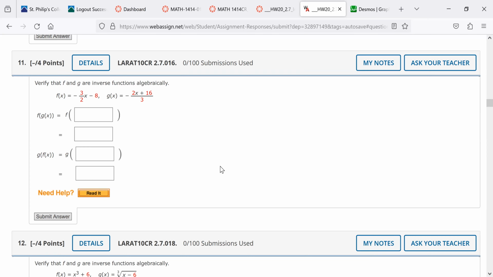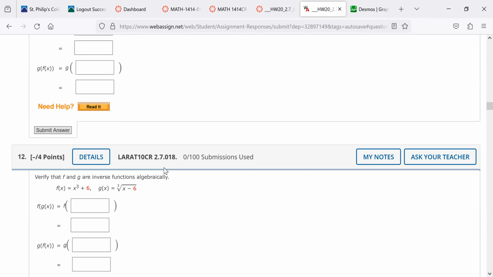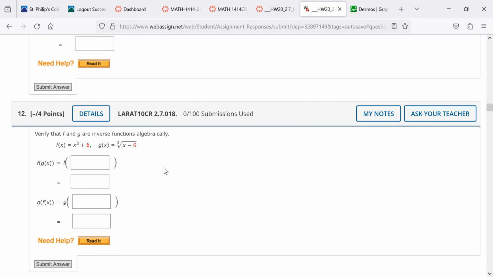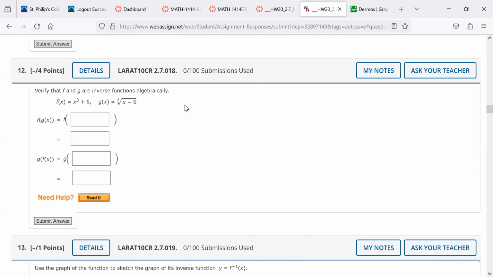Okay. So here they want us to verify if these functions are inverses algebraically. So if you compose them together, they should completely cancel out, giving you an x. Let's do 12 because that's easier on my eyes. If everything cancels, then cool. If they don't, they have to cancel both directions. f of g and g of f have to both turn into x. If they don't, they are not inverses of each other. It looks like they are, but we got to check.